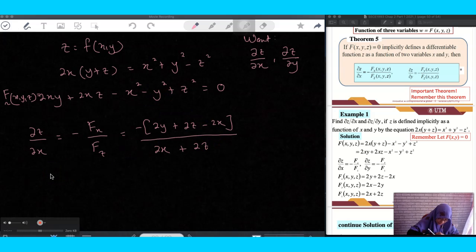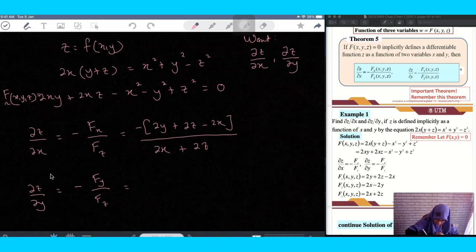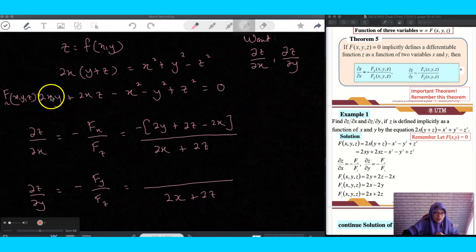Okay, so next we go to del z del y. The formula is minus fy over fz. For fz, you can use the previous result: 2x plus 2z. Now differentiate F with respect to y. So x is constant, so you have 2x. Differentiating with respect to y, x and z are constant, so this one 0, this one 0, this one minus 2y, and then this one constant, also 0. So you will get the answer directly. So that is the answer.